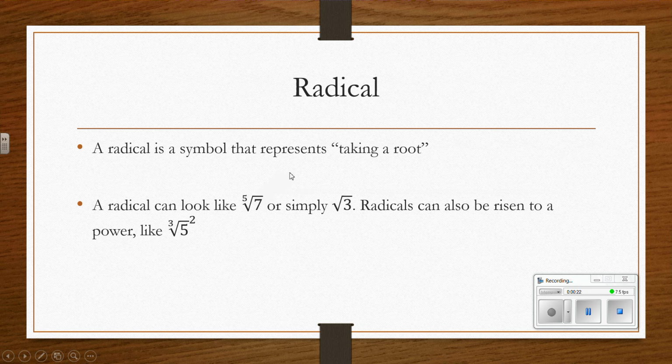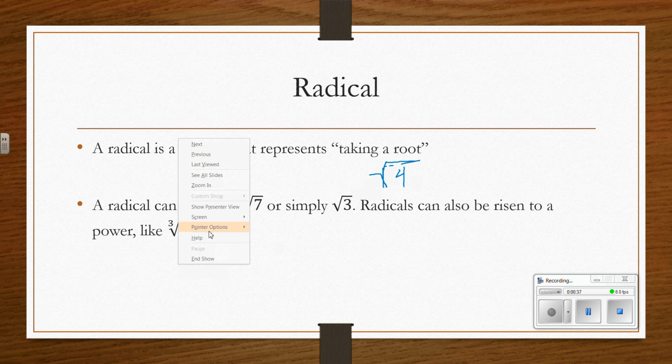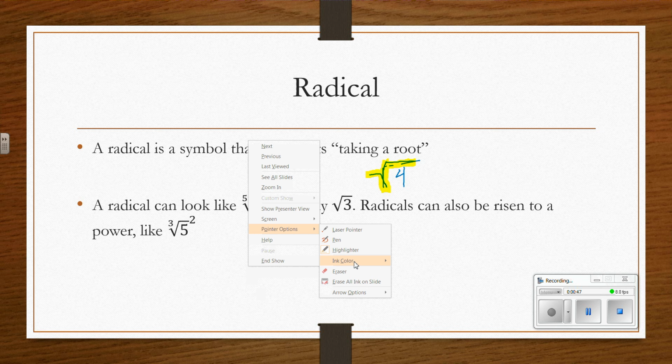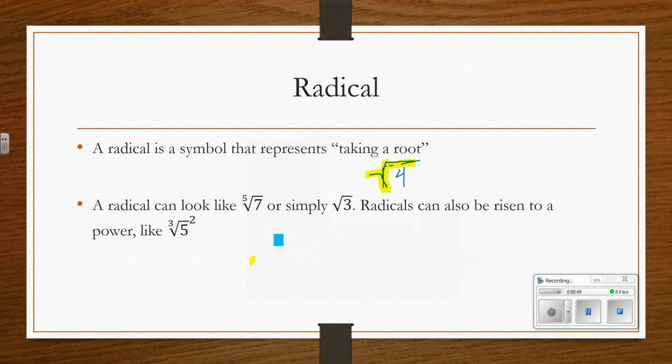A radical is a symbol that represents taking a root. You may have seen in the past, for example, the square root of 4. This symbol here, people call it a house or something like that, but that's the radical. A radical can look like the fifth root of 7 or simply the square root of 3. Radicals can also be raised to a power, like the cubed root of 5 raised to the power of 2.